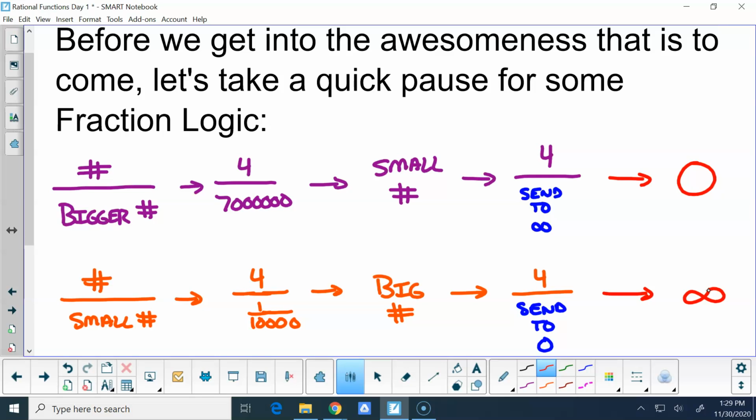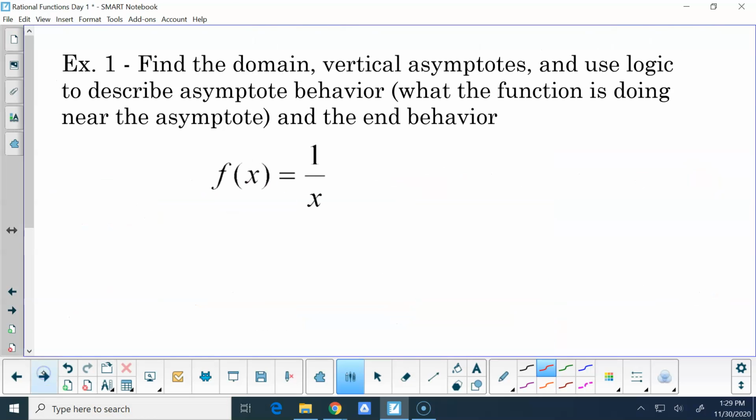Yeah. So what I mean by that, or why we have to do that, is because we are going to have to use that fractional logic here when we do problems like this. Okay? Find the domain, vertical asymptotes, and use logic to describe the asymptote behavior. That's what the function is doing near the asymptote, and the end behavior. You right now can find me the domain and the vertical asymptotes. Okay? Go for it. Try it out.